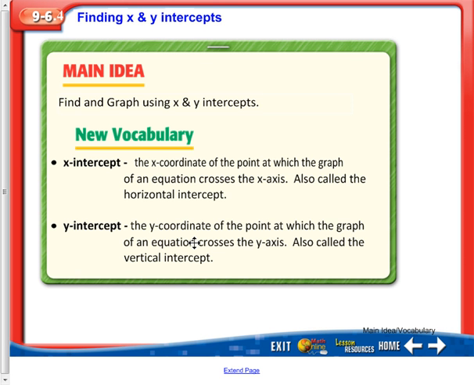So we've talked about y-intercepts before, but the x-intercept is the x-coordinate of the point at which the graph of an equation crosses the x-axis, also called the horizontal intercept. The y-intercept, which we've talked about quite a bit, is the coordinate of the point at which the graph of an equation crosses the y-axis, also called the vertical intercept.